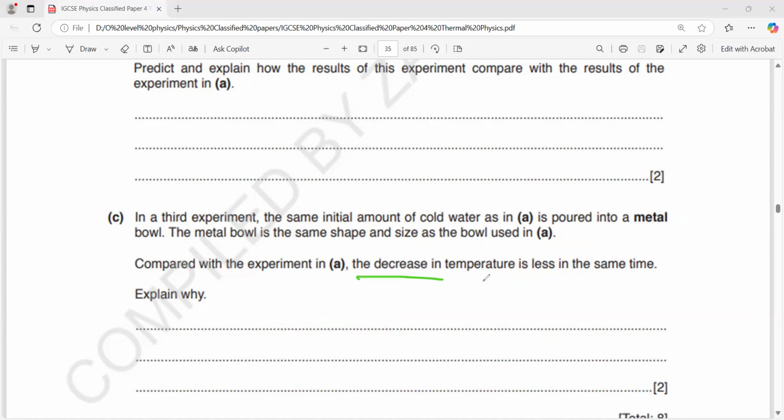Is the last part clear? Yeah, sir. Yes, sir.